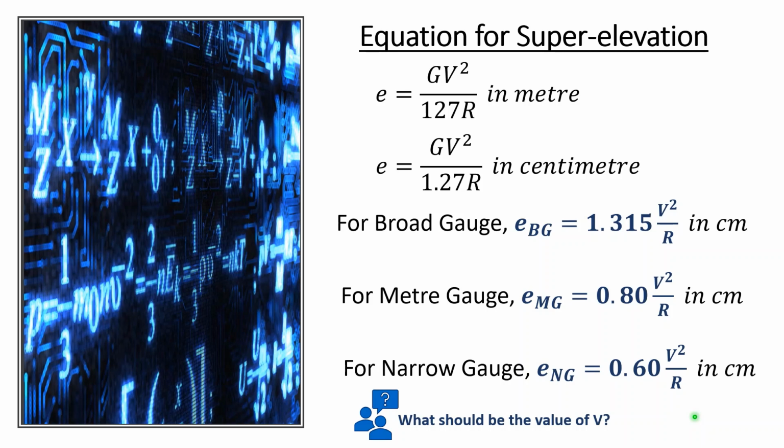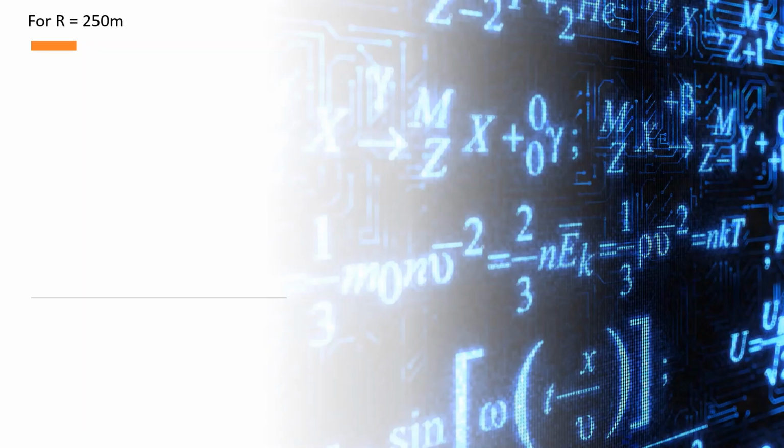There can be other trains running midway between these two. So for which speed should we design the super elevation? Should we design it for the minimum speed, or for the maximum speed, or for the average speed? So that is the next challenging factor, the speed for which the super elevation is to be designed. Let's see the variation in super elevation with speed.